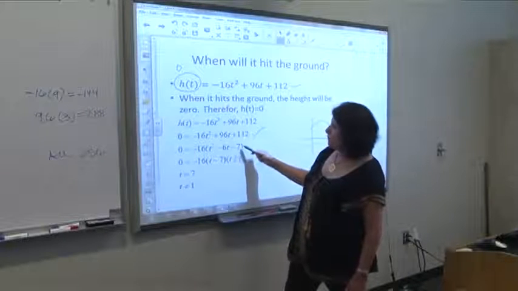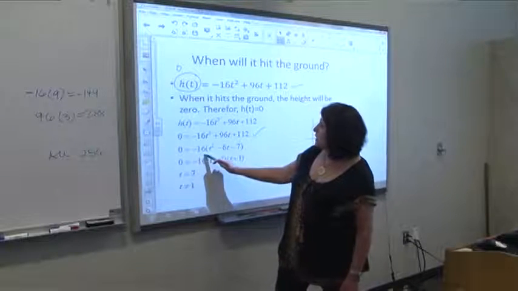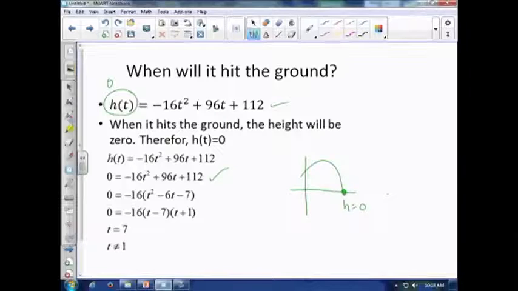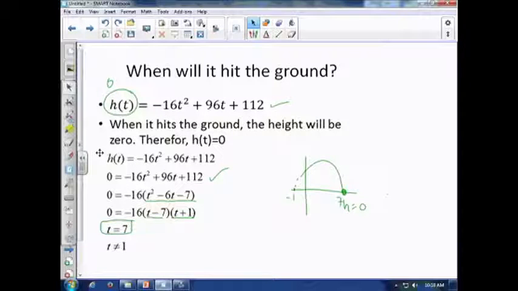Well, I'm going to try to solve it by factoring first. Pull negative 16 out, ended up with t squared minus 6t minus 7, which turns out to be factorable. So when I factor it, I end up with (t minus 7) times (t plus 1) times negative 16 equals 0. T minus 7 could be 0. T plus 1 could be 0. That's going to give you t equals 7 or t equals negative 1. But you're going to see that 7 makes sense. Now t equals negative 1 is not going to make sense as far as the time being negative.